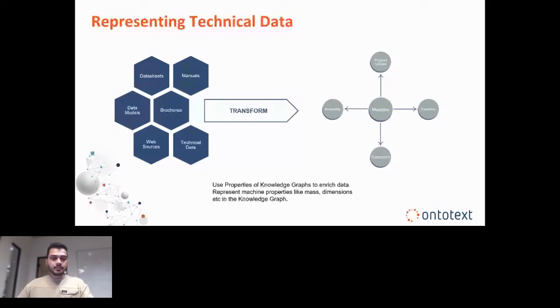The first thing, if you want to represent technical data, you need an ontology. You want to model different properties. For example, you have data sheets, your manuals, your brochures, and other web sources of data, and you want to transform them into a knowledge graph. The first thing is to model the properties of the different components of the machine, like the mass, dimensions, efficiency, etc. All of these can be modeled in a knowledge graph, and that gives us a good start, a good skeleton to solve our problems. The transformation is one of the most important steps. We want to ensure that the maximum amount of data is being transformed here.